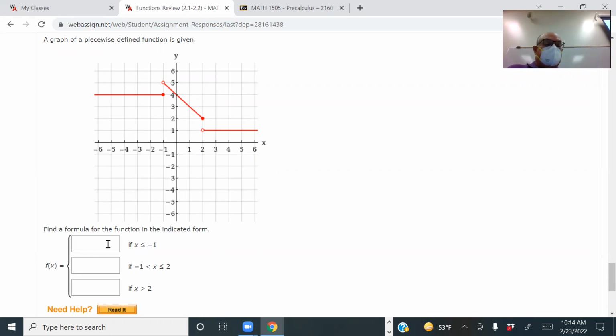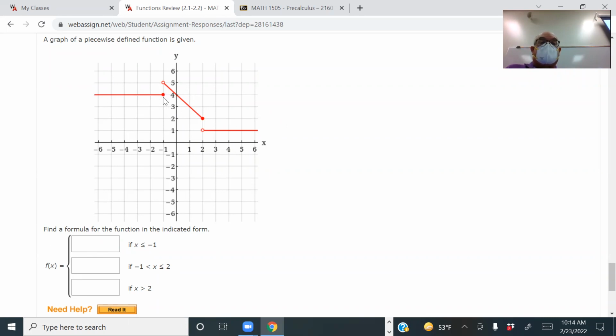I think in class, we sort of did the opposite problem. We started with a piecewise function formula and we drew the graph. This is backwards. They're giving you the graph and they want you to fill in the formula for the piecewise function, right? So parts of the formula they have filled in, this first piece.